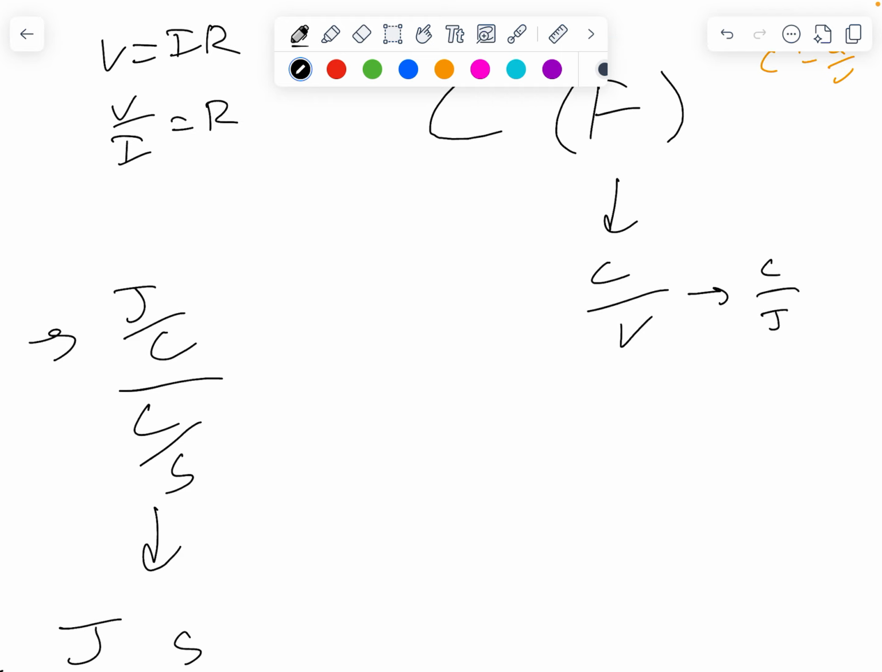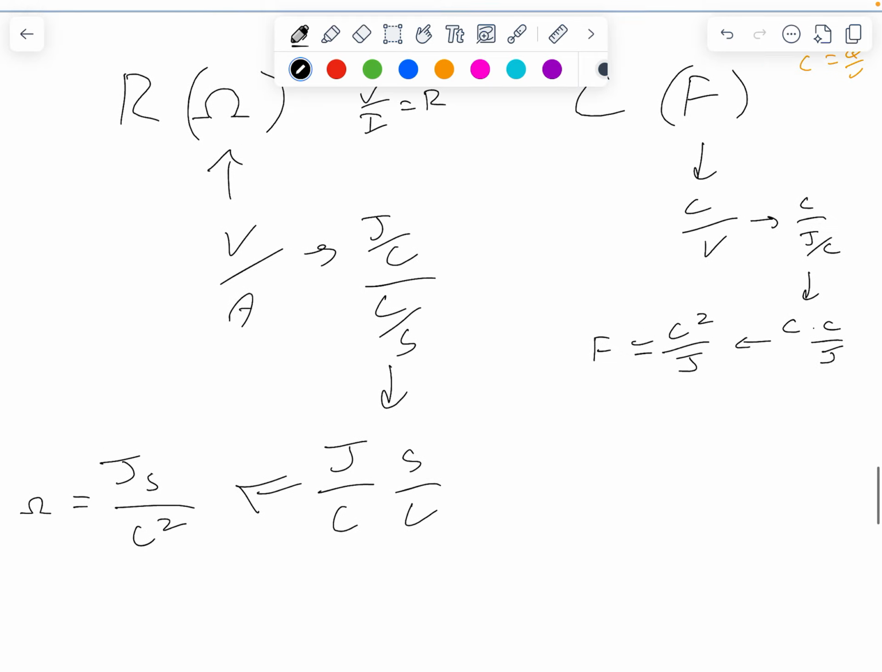A volt is joules per coulomb. Again, don't divide by fractions, multiply by the reciprocal. So coulombs times coulombs divided by joules gets me to coulomb squared per joule. And that right there, that's a farad. Well, so what? Why do I need this? Why are we doing this?